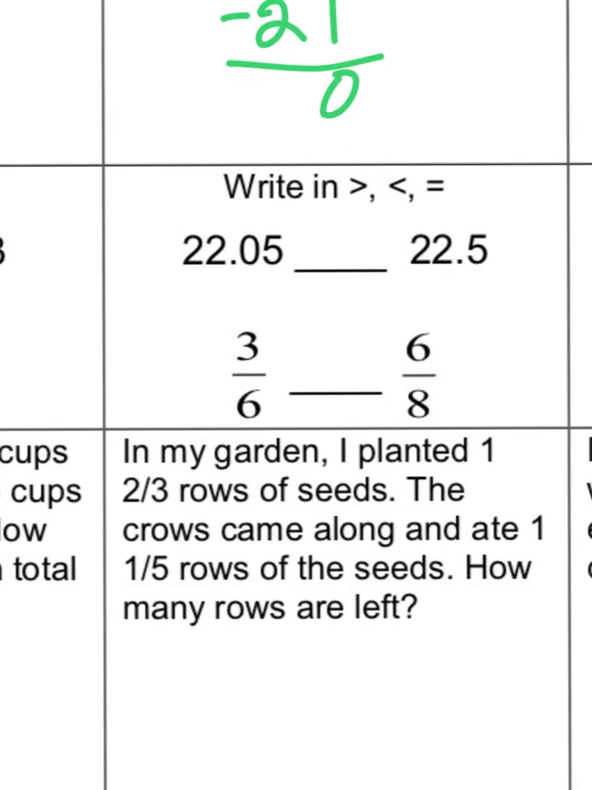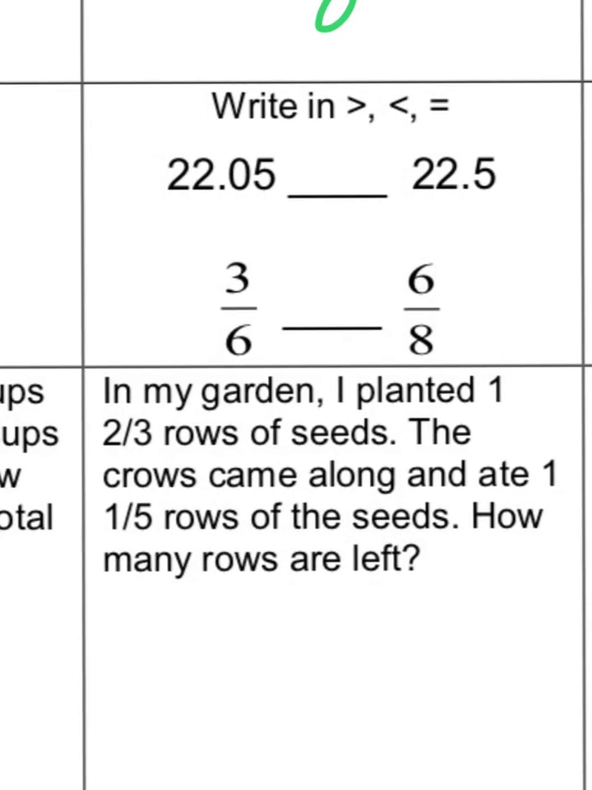For the next one, let's use greater than, less than, or equal to compare the decimal numbers. You have 22 wholes and 22 wholes. You have 0.5, and you add a 0 here. That makes it 50 hundredths, and 50 is bigger than that 5 on the left-hand side.